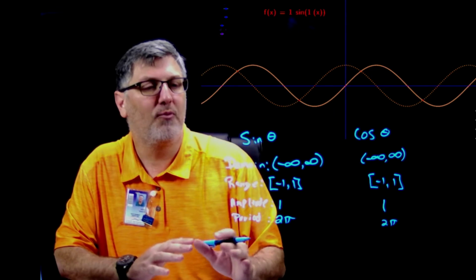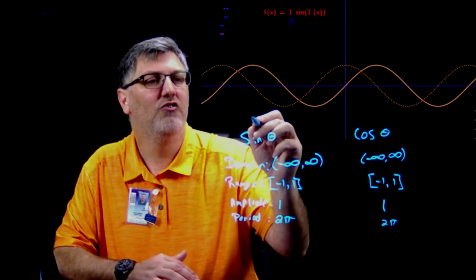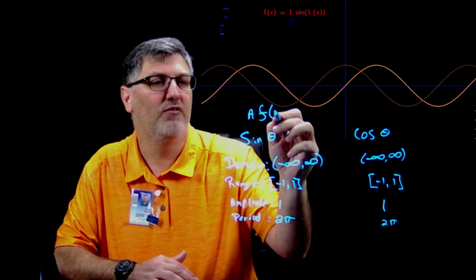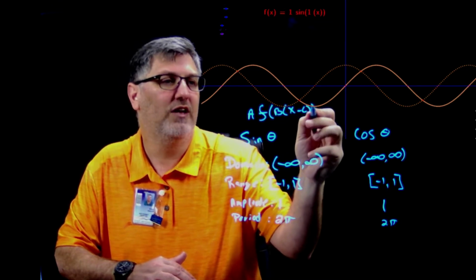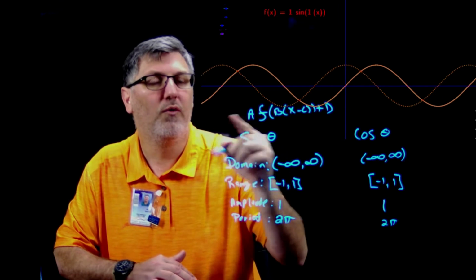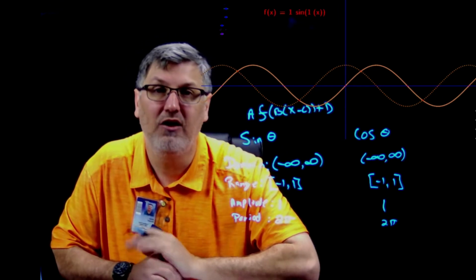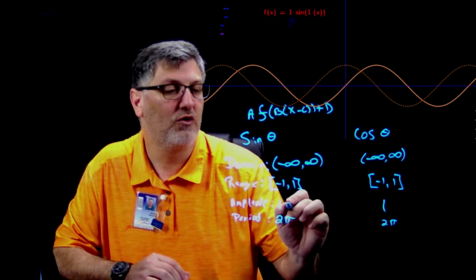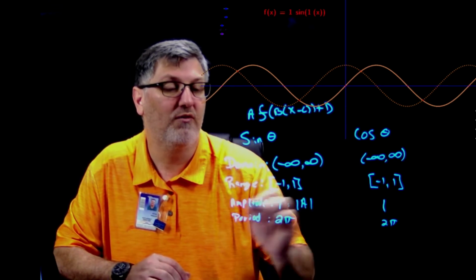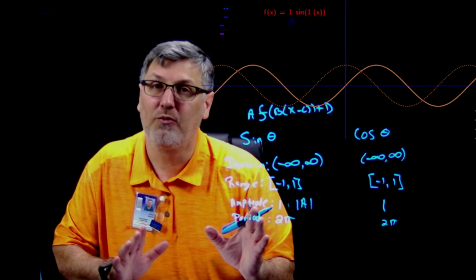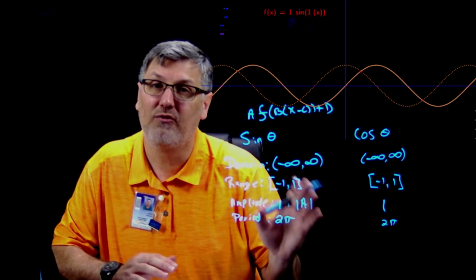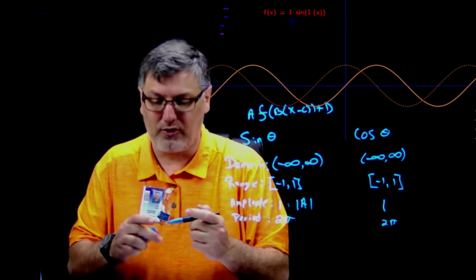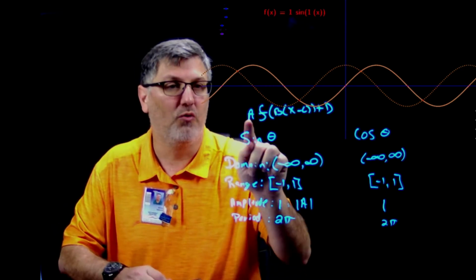Now what's going to happen when I start moving this around using my generic notation of transformations, A f of B, x minus C, plus D? Well, we already found that A gives us our amplitude. So when it's not the parent function, we're going to do the absolute value of A. Now the same rules with transformations apply. When A is negative, it is a reflection over the x-axis. So I'm going to do that real quick so you can see what it looks like graphically when I change only A.